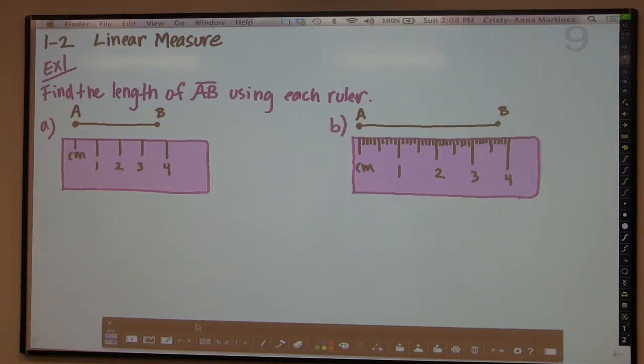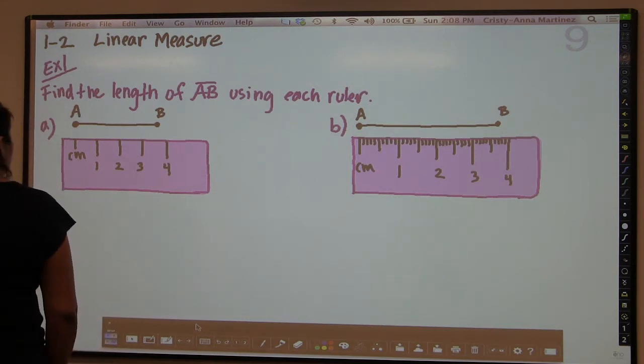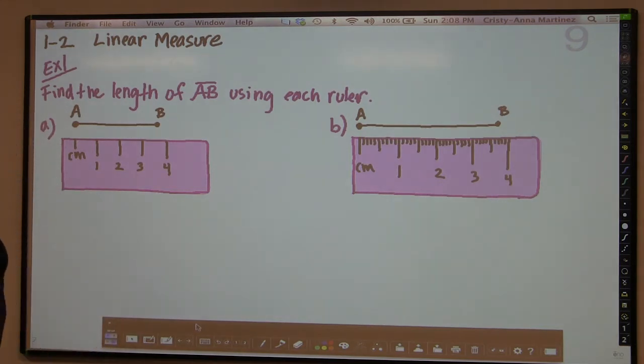Hello there. This lesson is for geometry and it is titled Linear Measure, and it's chapter 1, section 2 in your textbook, so you can join me because I'm taking some notes here. All right, so linear measure.